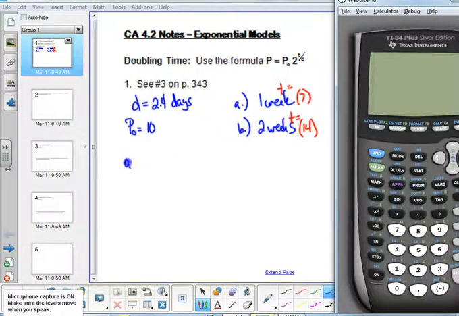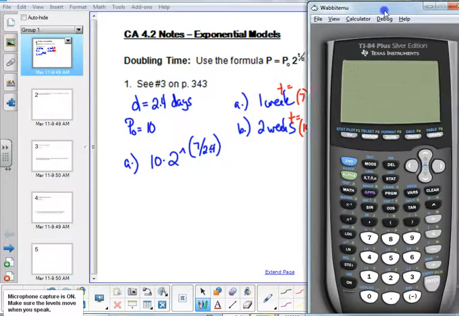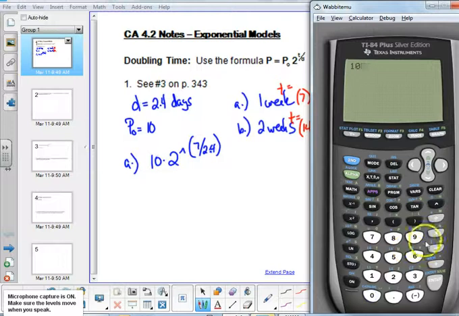So for part A, using my formula, 10 flies, and then doubling up in the exponent, it's t, which is 7, divided by the doubling time of 2.4. And I'm going to type that in my calculator in the home screen, so I just need to compute it. 10 times 2, 2 is the base of this problem, to the 7 divided by 2.4 power. Whoops, that is not a 4. So the population after 1 week is going to be roughly 76 flies.